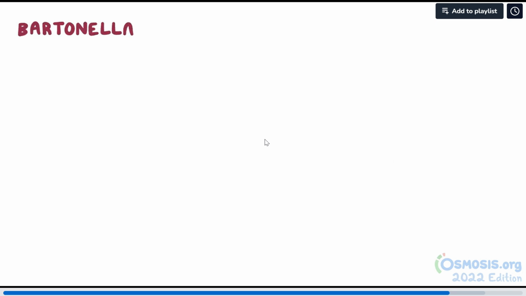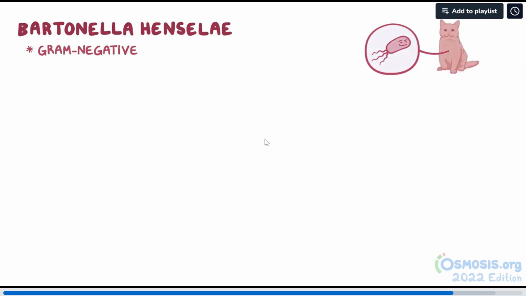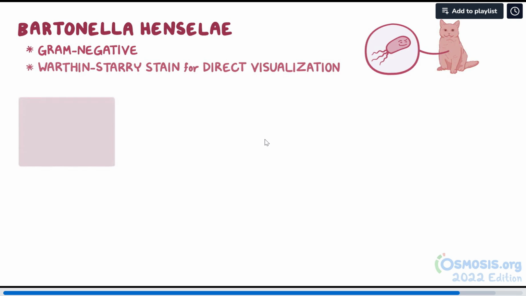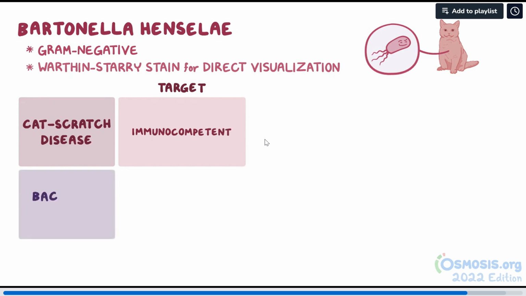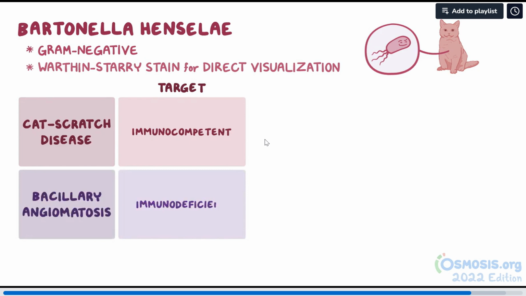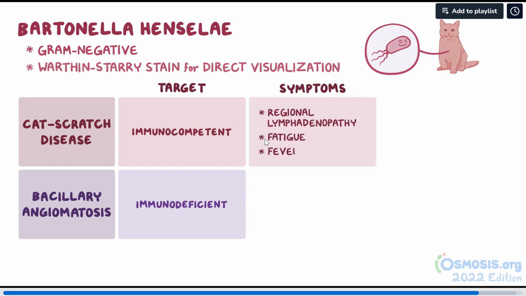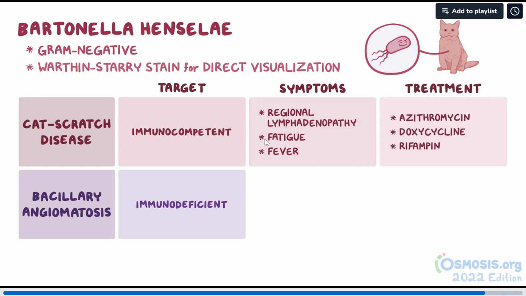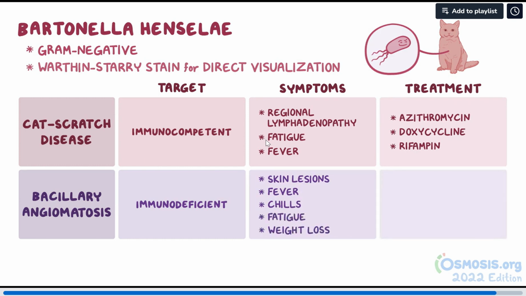Alright, as a quick recap, Bartonella henselae is a gram-negative bacteria found in cats. It can be visualized with the help of a Warthin-Starry stain. And it's responsible for causing cat scratch disease, or CSD, in immunocompetent individuals and bacillary angiomatosis in immunodeficient individuals. Cat scratch disease presents with regional lymphadenopathy, fatigue, and fever, and antibiotics like azithromycin, doxycycline, and rifampin can be used in treatment. Bacillary angiomatosis presents with skin lesions, fever, chills, fatigue, and weight loss, and requires treatment with erythromycin, doxycycline, or tetracycline.